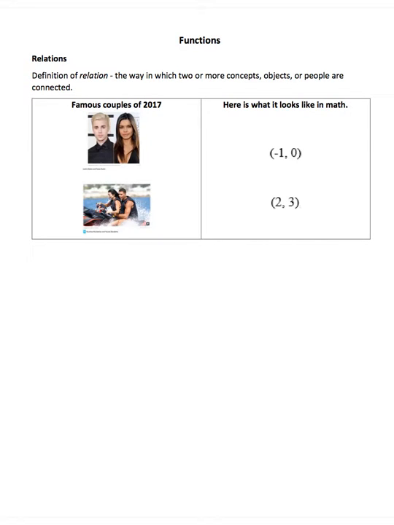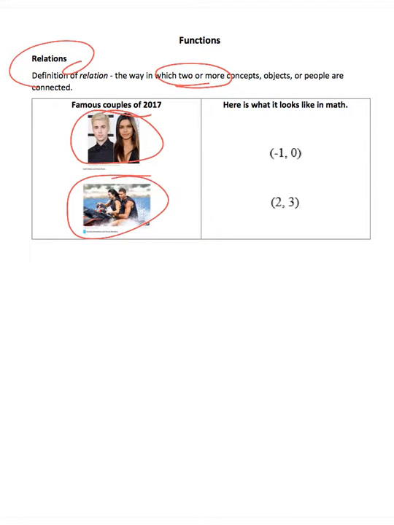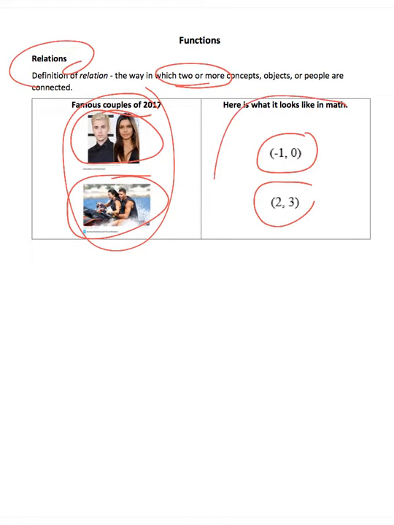Okay, previously we looked at the term relations, and the idea behind relations is that you have two things that are being connected or paired together. For example, you could have couples, two people being paired together, and that would be an example of a relation. You could also have numbers being paired together, and this would also be called a relation.